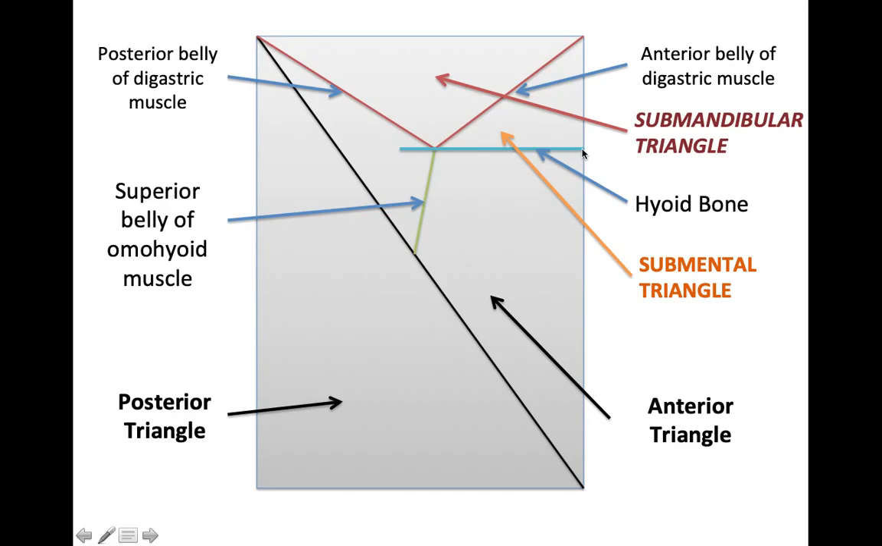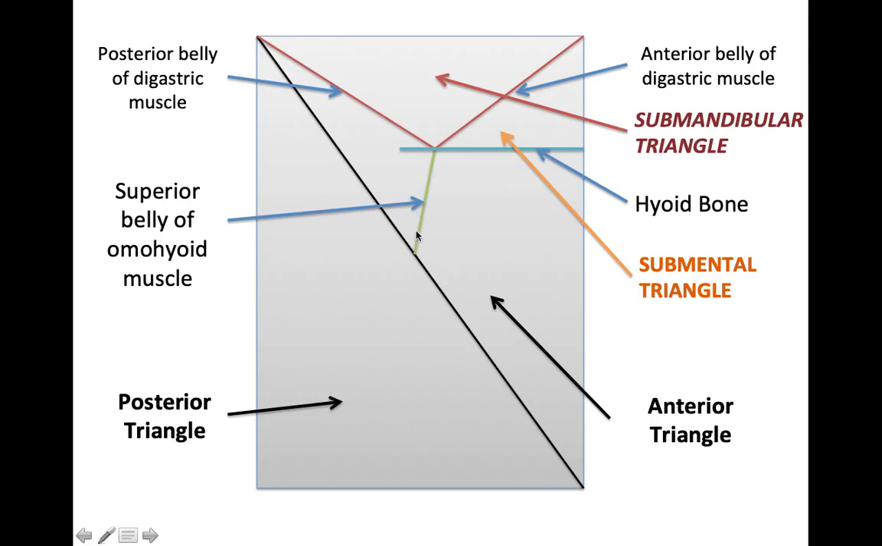This is the hyoid bone. So hyoid bone, symphysis menti, this is the imaginary line. Then laterally you have the anterior belly of digastric muscle, and inferiorly you have the hyoid bone itself. The contents of the submental triangle are the submental lymph nodes and anterior jugular vein.